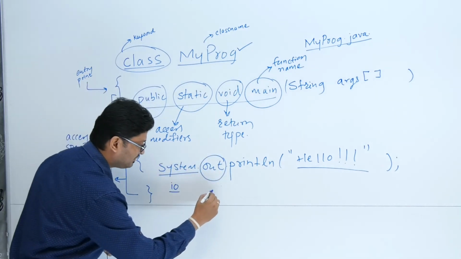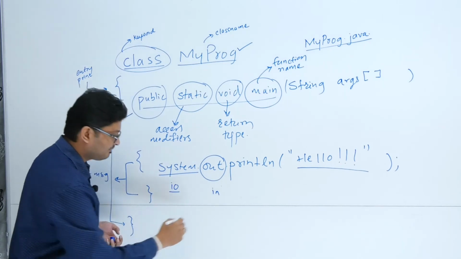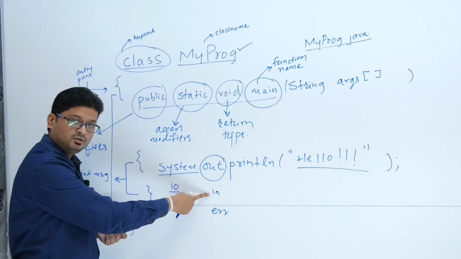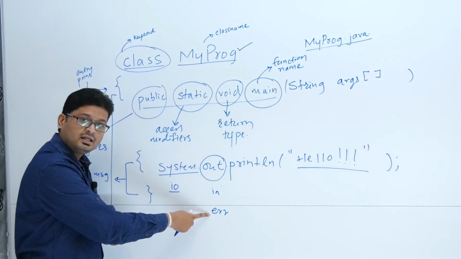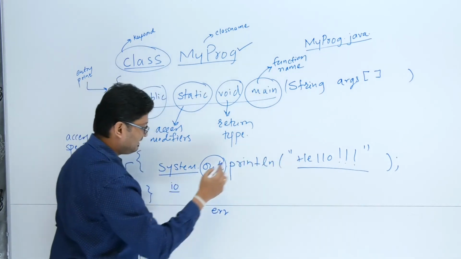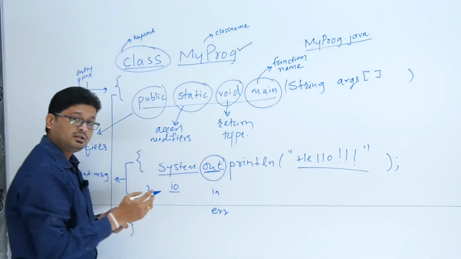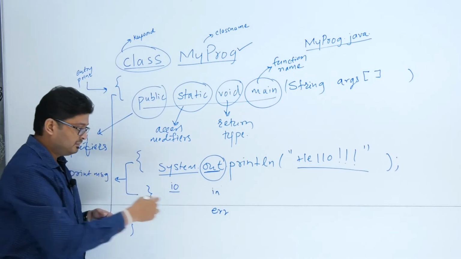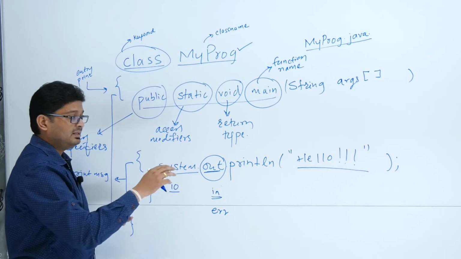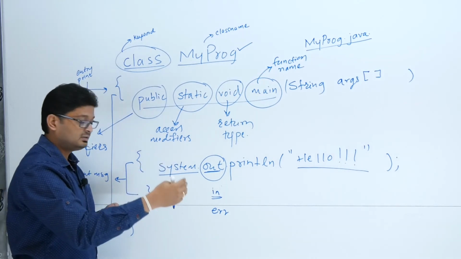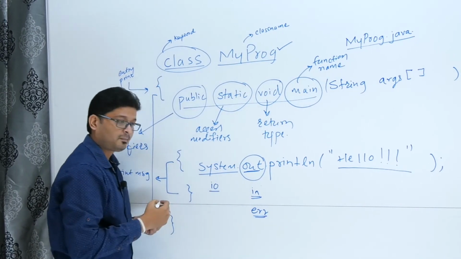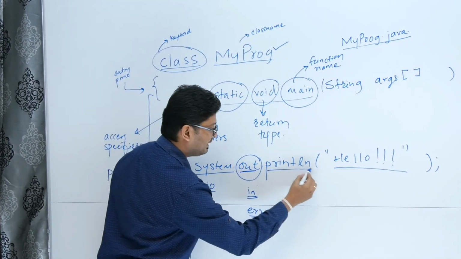I can use System.out, System.in or System.err. In stands for input, err stands for error. As of now, if I am going to print on the screen, I will use out. If I want to take input to my program, I will go for in. And if I want to print an error, if there is an error occurring, I will go for err. And then simply println.